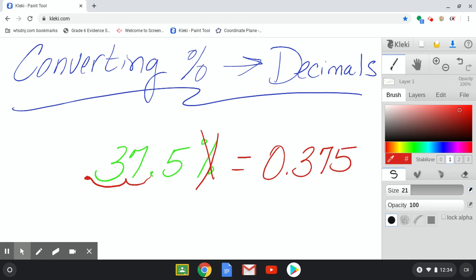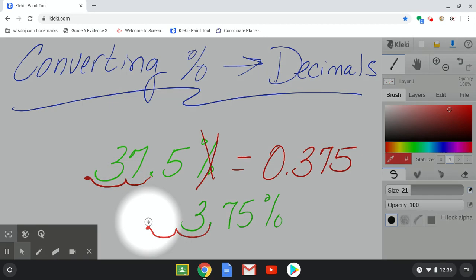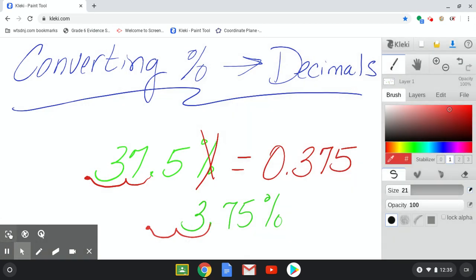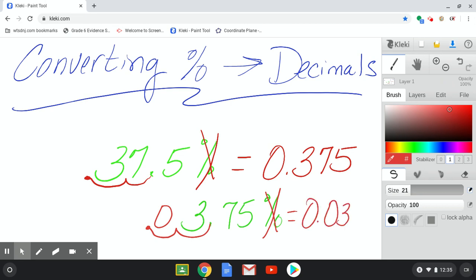Okay, let's say we had a percent that was 3.75%. So we're going to go 2 places to the left, 1, 2. So here, we cannot leave this open space here. So we need a placeholder. You know our placeholder is always going to be 0, right? So we're going to drop the percent sign. So 3.75% becomes 0.0375. All right, so that's pretty simple.